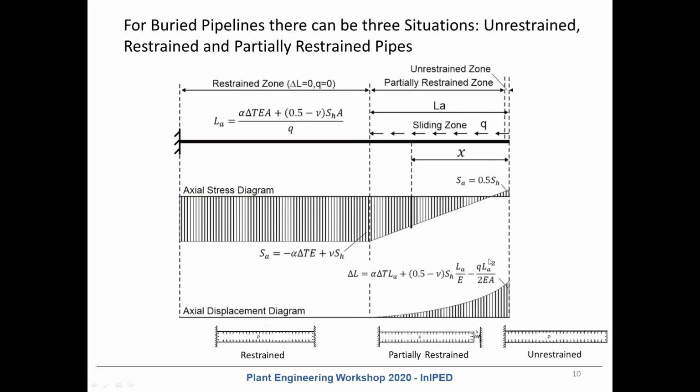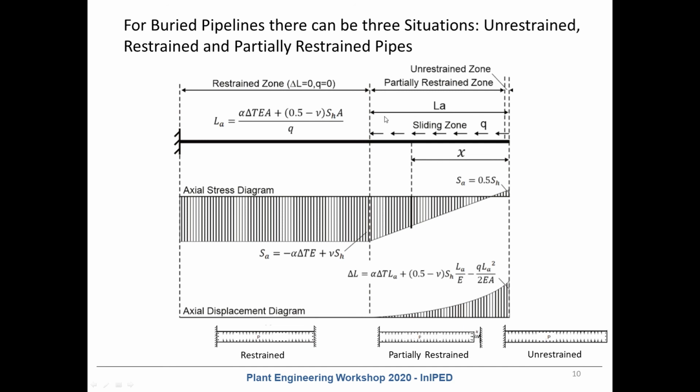The second zone is the unrestrained zone. In this zone, the pipe behaves like an unrestrained pipe with an anchor and a cap on the other end. But this zone is very small. It is just at the pipe end, and the rest of the piping is working like a partially restrained zone.